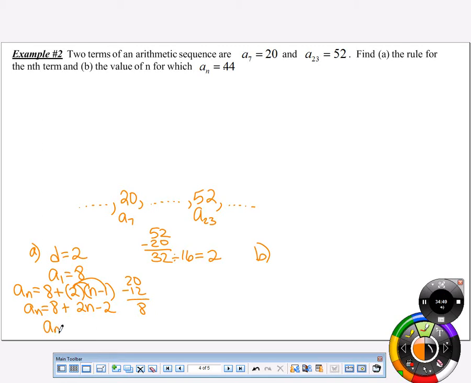And so we're going to get a sub n equals 2n plus 6, or 6 plus 2n. However you want to write it is fine.